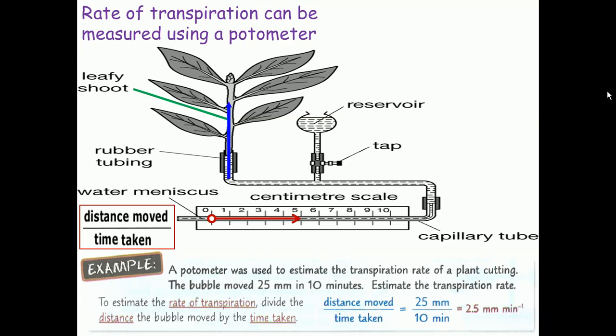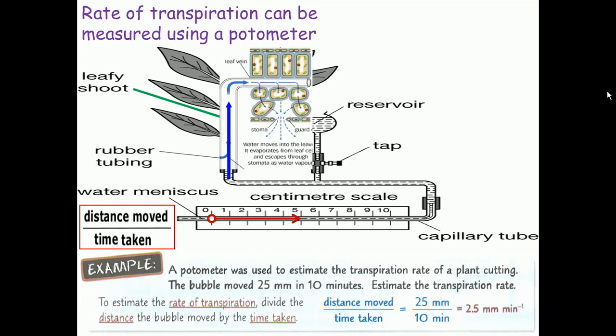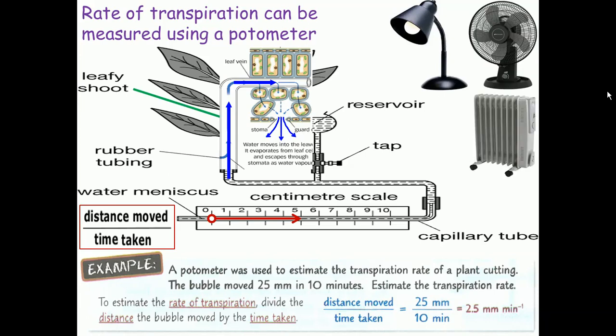Now when the water goes through the leafy shoot, it then evaporates and diffuses out of the stomata, and that water is then replaced by the water in the potometer that causes the bubble to move towards the leafy shoot. So in the exam they might change conditions like having a greater amount of light intensity or more air movement or an increase in temperature, and that will cause the bubble to move faster or a greater distance in the same amount of time. And you should be able to explain that using the explanation in the summary.